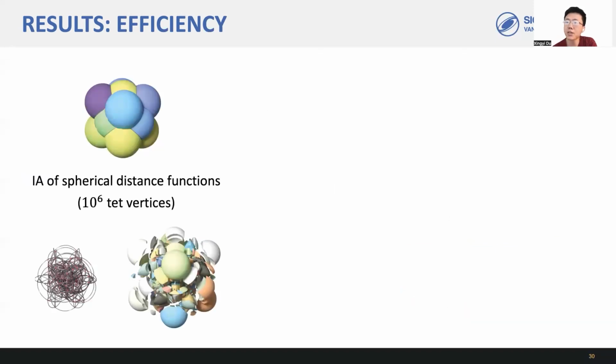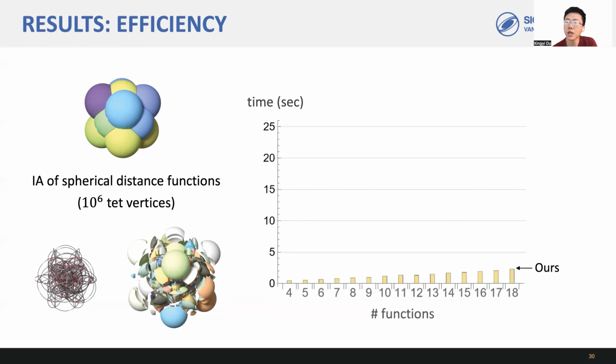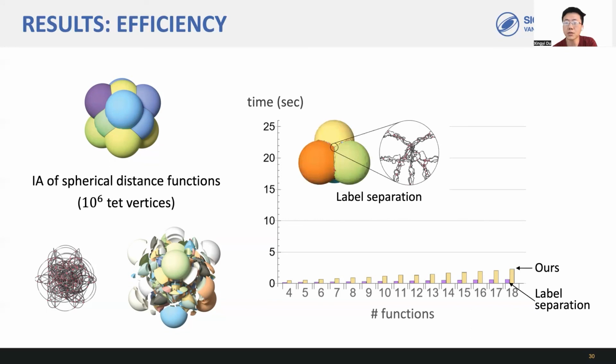We now look at the performance of our entire pipeline. We use a synthetic input for implicit arrangements that consist of uniformly distributed spherical distance functions. The running time of our method increases almost linearly with the number of functions. Our method is a few times slower than label separation methods mentioned earlier. However, such methods tend to create geometric and topological errors where the level sets intersect, even for this synthetic input.